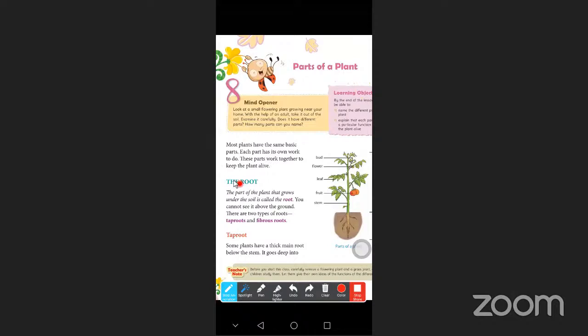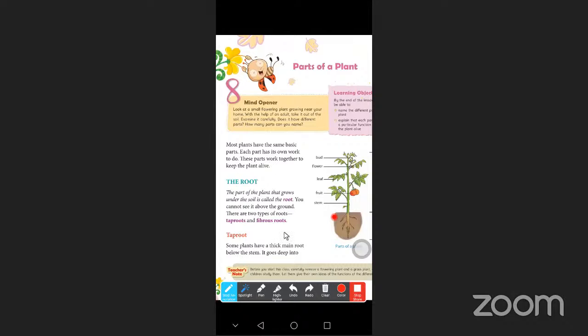The first part, the root, we are going to discuss. The part of the plant that grows under the soil is called the root. You cannot see it above the ground. There are two types of roots. The first one is the taproot and the next is the fibrous root. Mostly at your home side, the taproot system is what you can observe.